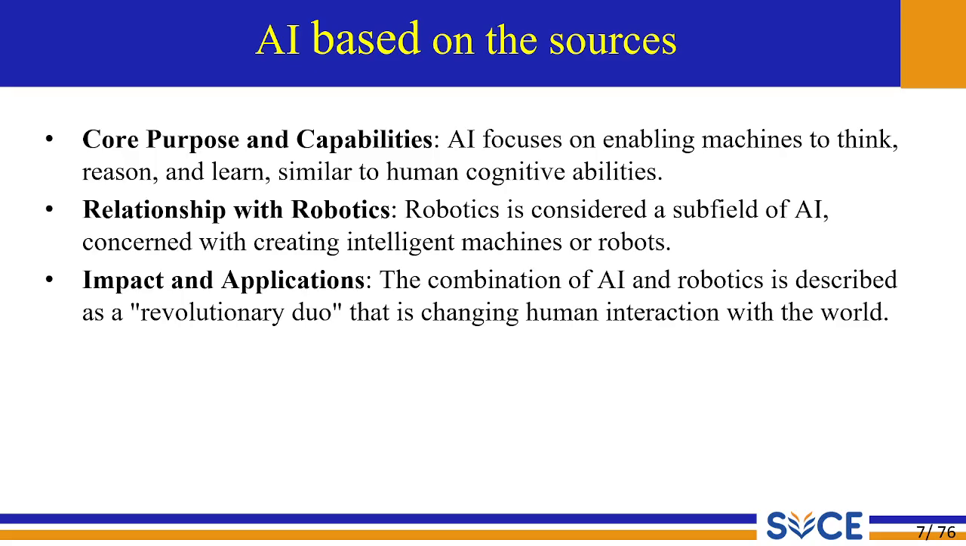Finally, impact and applications. This combo of AI and robotics is often called a revolutionary duo. Why? Because they are changing how we interact with the world. Think self-driving cars, delivery drones, or even AI-powered assistants in hospitals. They are not just cool gadgets, they are reshaping industries and even how we live day to day.